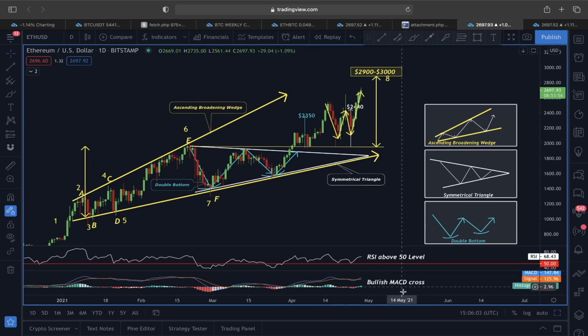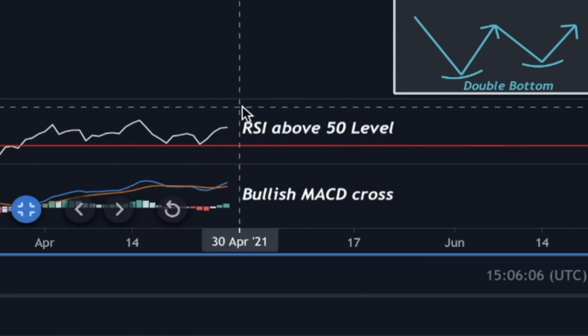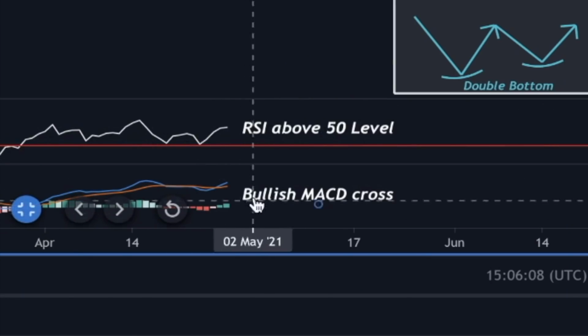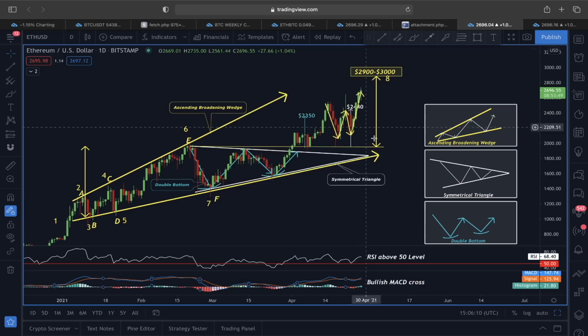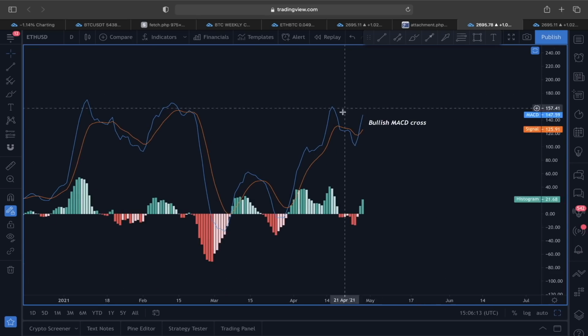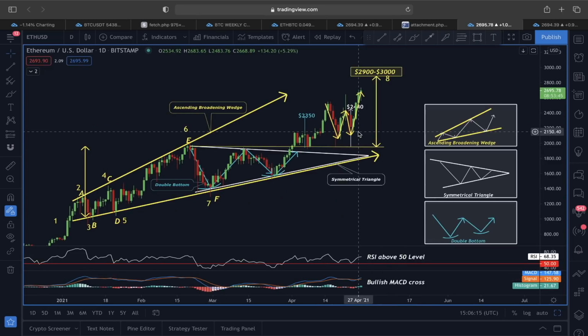So not just the price movement, but the RSI is also clearly above the 50 level compared to Bitcoin, and this is also a bullish MACD cross, right? Let me show you here. So you can see, right, this is a bullish MACD cross. So this is clearly flashing that the price of Ether could see an impulsive move in the upcoming days.